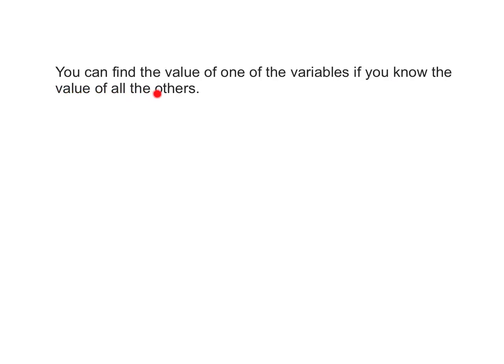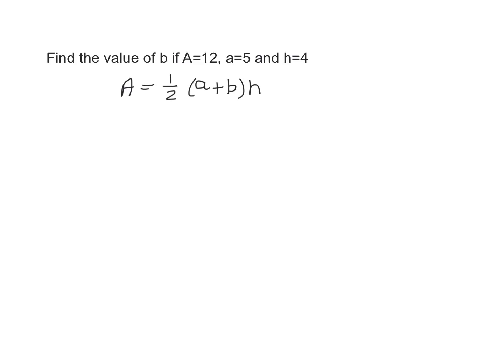You can find the value of one of the variables if you know the value of all of the other ones. For example, find the value of b if you know that A is 12, little a is 5, and h is 4. Put the video on pause and put those values into this equation and see if you can solve it for b. Put the video on pause, come back when you're ready.